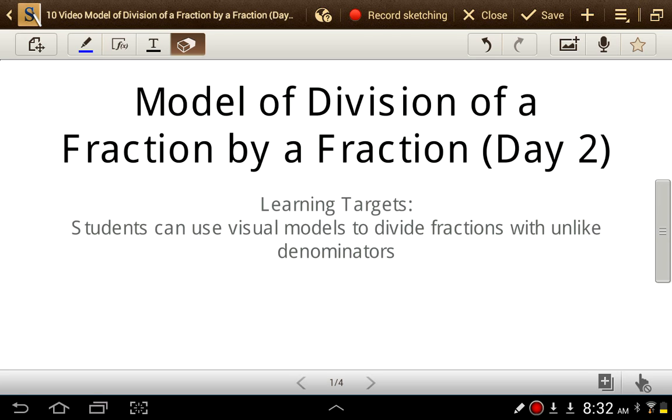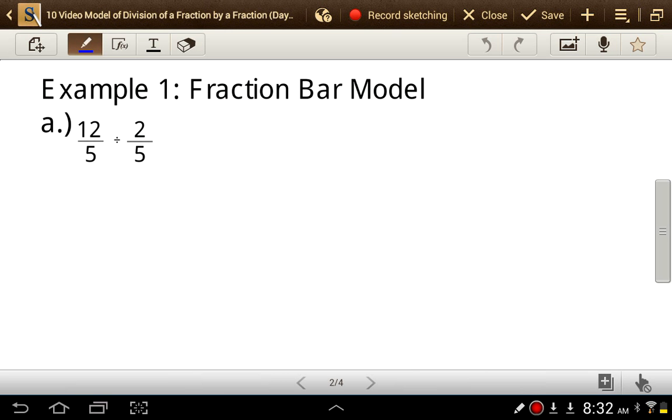Alright, if you're not done writing that down, go ahead and pause the video. I am going to move on to the next screen. In our first example, we are going to use a fraction bar method. Okay, so I have 12 fifths divided by 2 fifths.